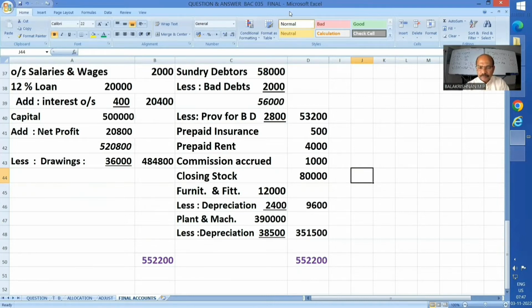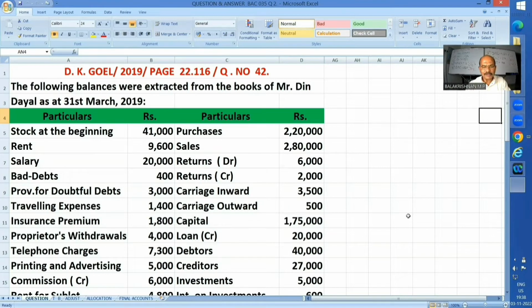Well, students, our next question is question number 42, page number 22.116, DK Goyal, edition year 2019. As usual, I am posing this question sufficiently to enable those of you who could not manage the textbook, or otherwise that question is not available at your end. So please take it down.